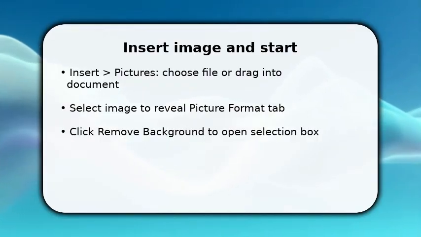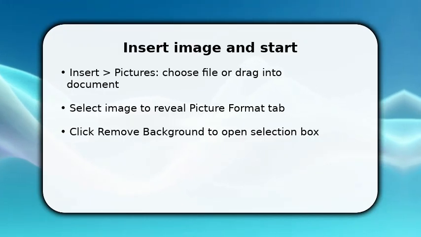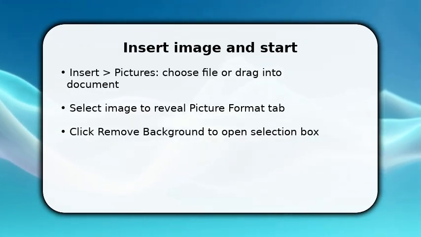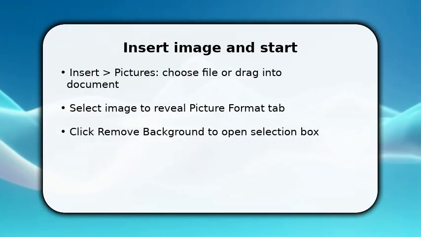You begin by placing the image into your Word document and selecting it. That immediately reveals the Picture Format tab. Once the Remove Background button is visible, click it to launch the background editor. Word will auto-detect a provisional foreground.